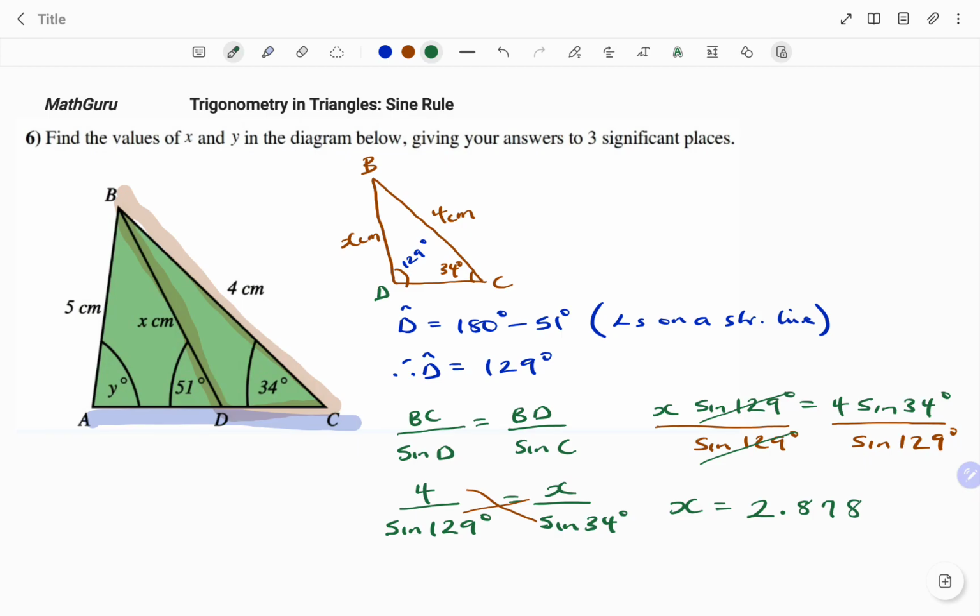2.878 centimeters. Note that we've been asked to put the answers in 3 significant places. So if it's 3 significant, I'm going to adjust that quickly. I'm going to take out that and then adjust accordingly. So that's 2.88 centimeters, I round up to 8 to leave that in 3 significant places. The next step is to find the value of y.